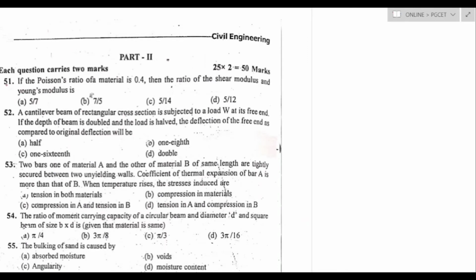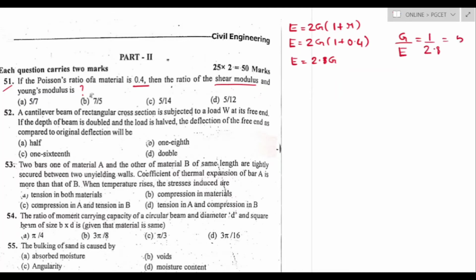Question number 51. If the Poisson ratio of a material is 0.4, then the ratio of shear modulus and Young's modulus is. From the elastic constant relation, we know that Young's modulus E is equal to 2G (1 plus mu). Substituting the value of the Poisson ratio in the given equation, E is equal to 2.8 G. Therefore, the ratio of shear modulus by Young's modulus will be 1 by 2.8, which is equal to 5 by 14. So, option C will be the right answer.